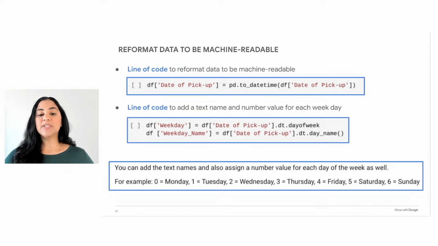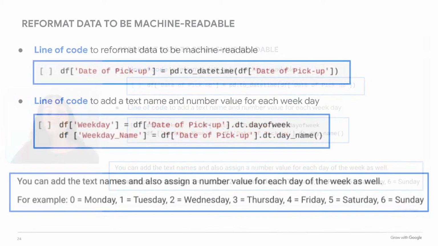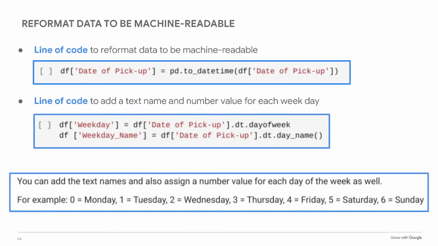Then, because we're interested in understanding the busiest times during the week, we use the dates to find their associated day of the week. So September 23rd would change to Friday, for example. To do this, we write a line of code to add columns to our data frame containing the text names and assign a number value for each day of the week. For example, 0 equals Monday, 1 equals Tuesday, 2 equals Wednesday, 3 equals Thursday, 4 equals Friday, 5 equals Saturday, and 6 equals Sunday.